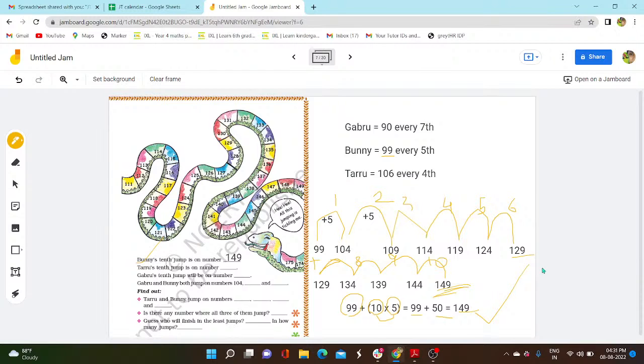Okay, so this was about Bunny. Now let's move on to find Taru's 10th jump. Now this time we can try the shorter way of using the formula.